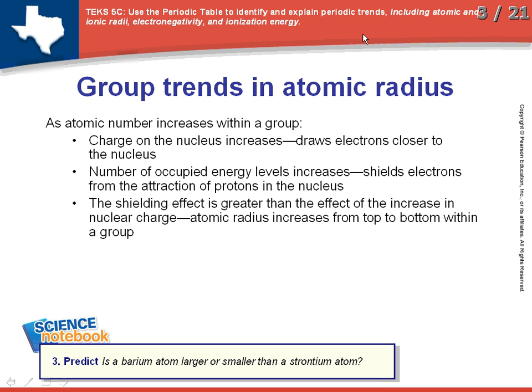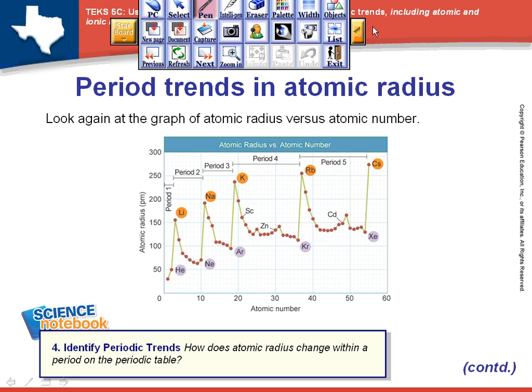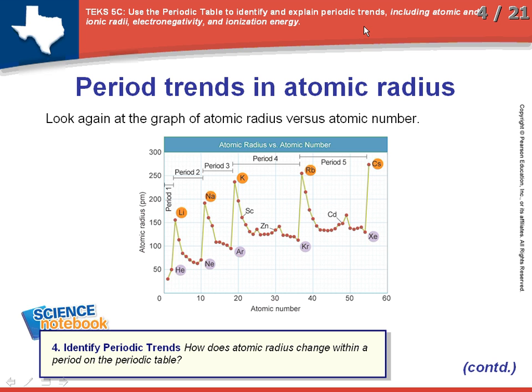As atomic number increases in a group, the charge on the nucleus increases and draws electrons closer. The number of energy levels increases and it shields electrons from the attraction of the protons in the nucleus, and the shielding effect is greater than the effect of the increase of the nuclear charge. So, all in all, atomic radius increases from top to bottom within a group. Okay, that's a group, that's up and down.